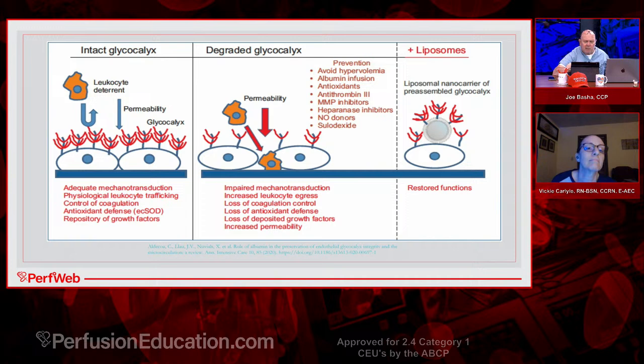I don't know, not off the top of my head. But anyway, there is a lot of research being done on using liposomes with preassembled glycocalyx to help restore the function. But again, I think that's another topic for another day and deep in science. I'm more of a nuts and bolts kind of big picture person. It gets very detailed in the physiology of all this stuff, but that is emerging research that is worth discussing.